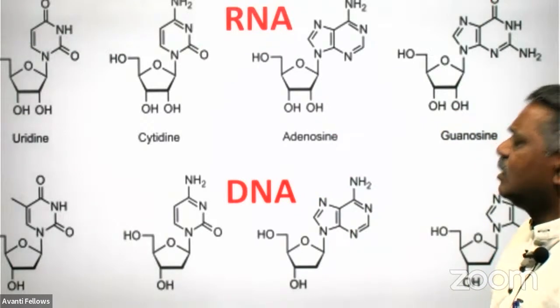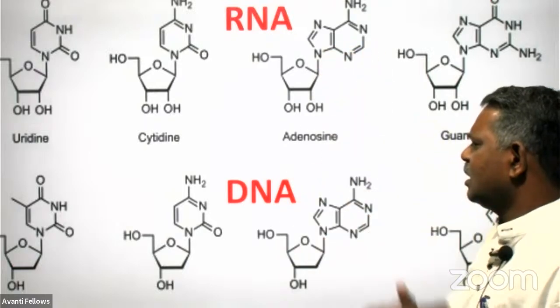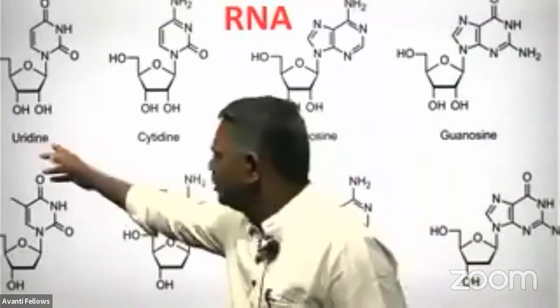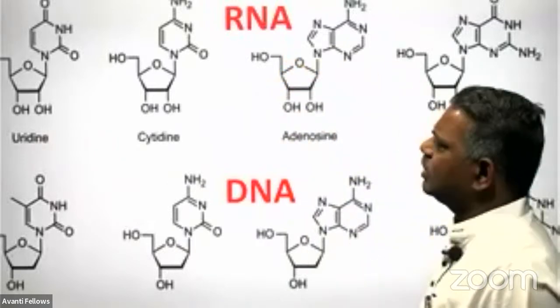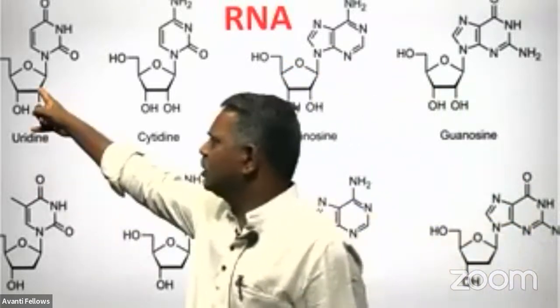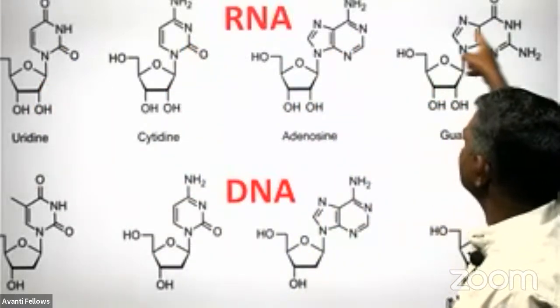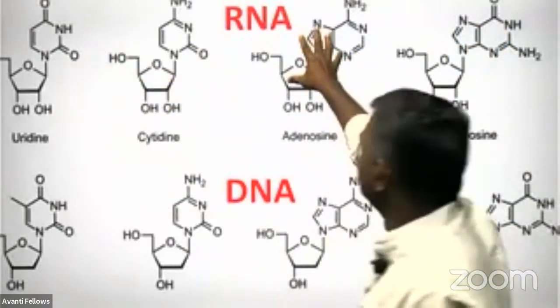present in both RNA and DNA. These are the nucleosides. Here you can see the uridine. It is the nucleoside in the RNA only. In a nucleoside, there is only the pentose sugar and the nitrogenous base. Here, pentose sugar and nitrogenous base. These are the purines and these are the pyrimidines of the RNA.